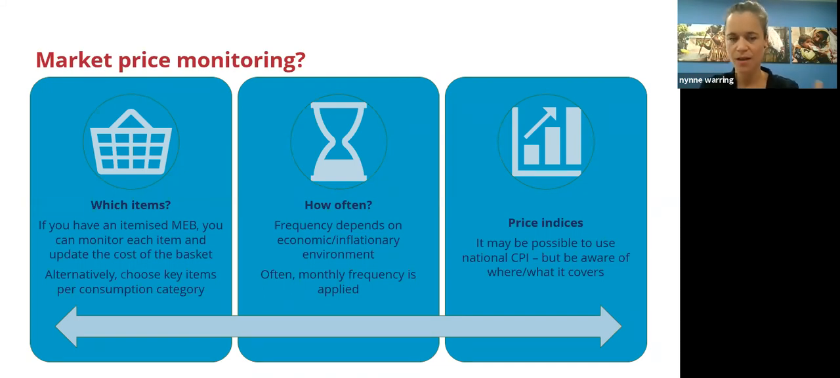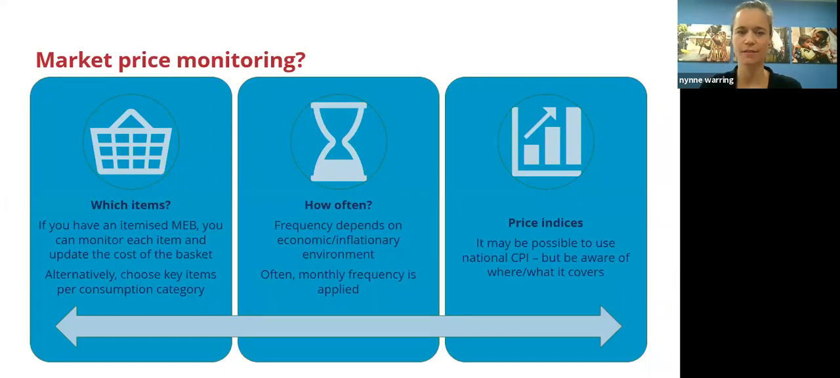I also want to make a plug here for, as much as possible, leveraging the interagency forum that you have, because a lot of agencies are monitoring prices, and sometimes we tend to monitor prices of the same things. Maybe there's scope for collaboration through your CAS working group. Maybe you can actually join forces and save time and save cost by collaborating on the price monitoring. Just a little idea here.